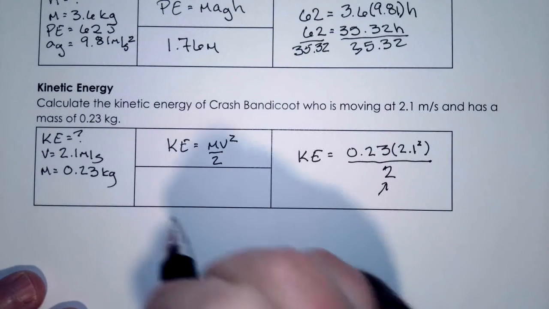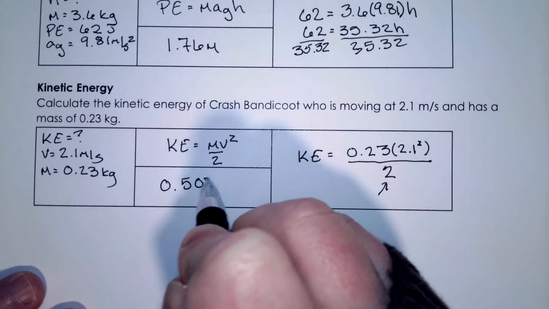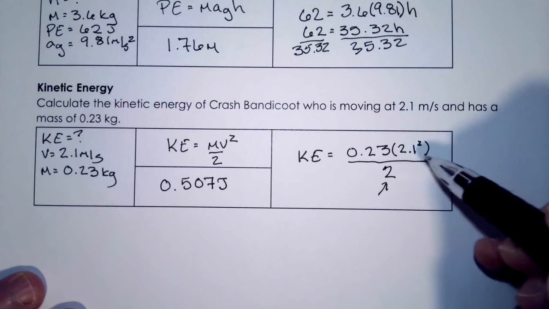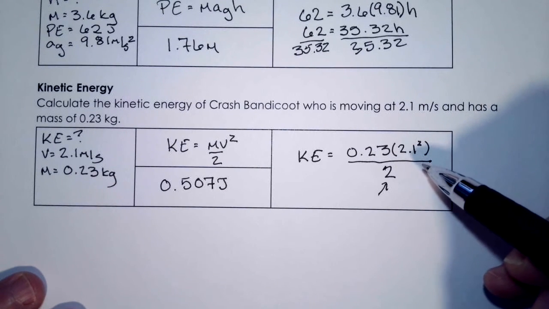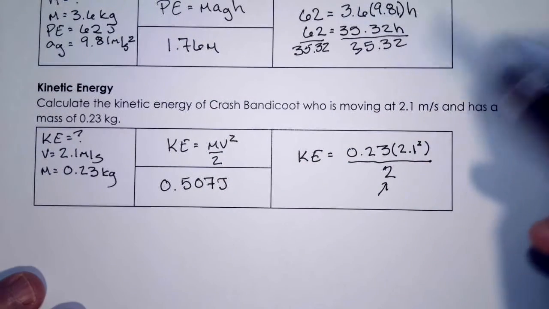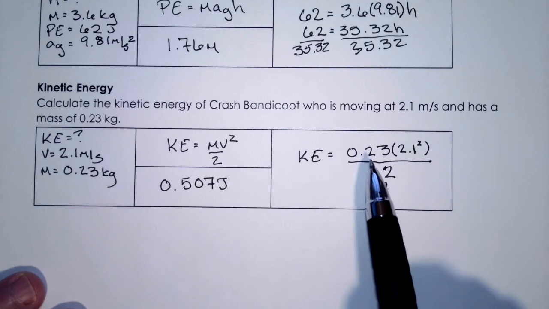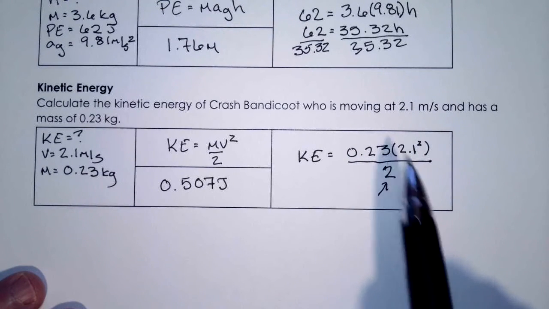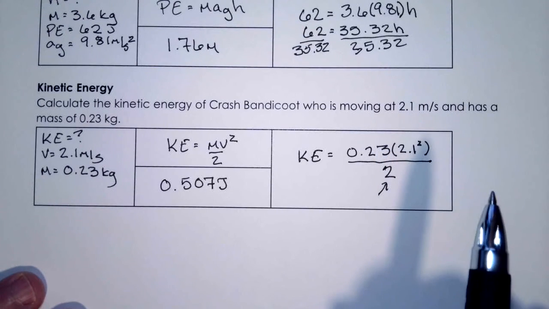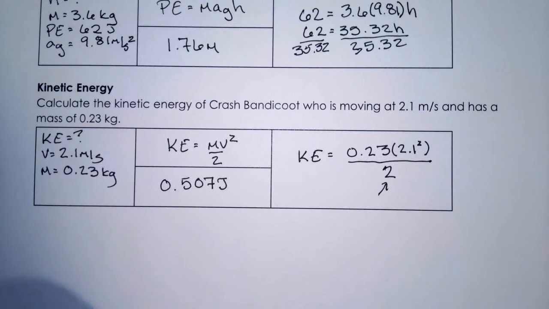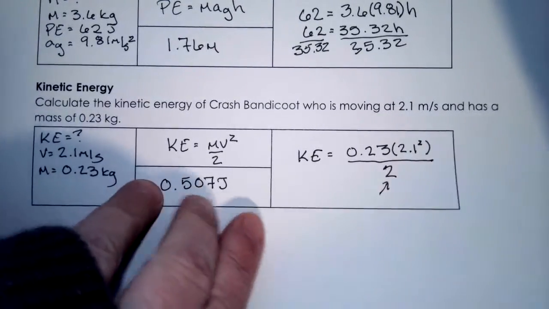So when you do the math for that, it comes out to be 0.507 joules. So you'd square 2.1. If you don't have a calculator that has a square button on it, you could just do 2.1 times 2.1, same thing. Multiply it by 0.23 and get the product of that, and then divide it by 2. So that takes care of that one. Oh, yes, it's joules. All right, I'm going to flip the paper. Don't be scared.